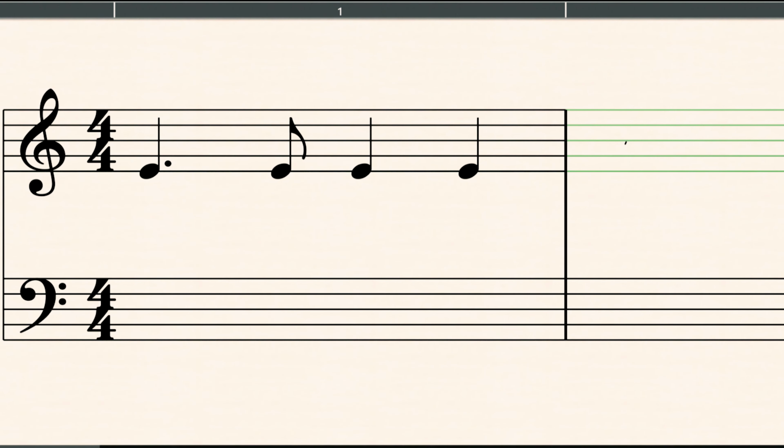The first rhythm that students commonly get wrong is the dotted quarter, usually followed by an eighth rhythm. So we're really talking about from here to here. Let me show you how to do it.